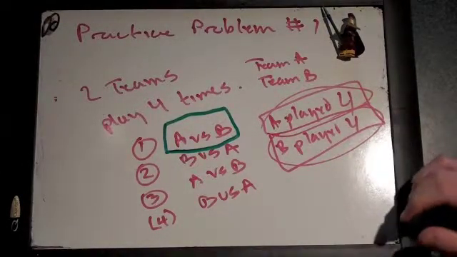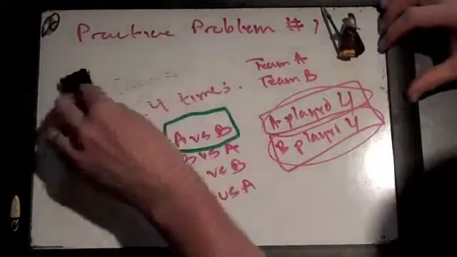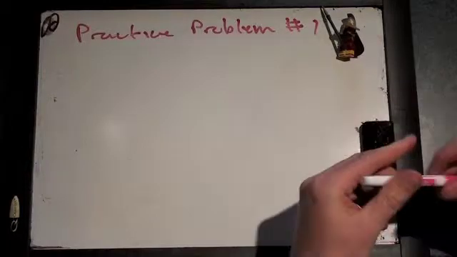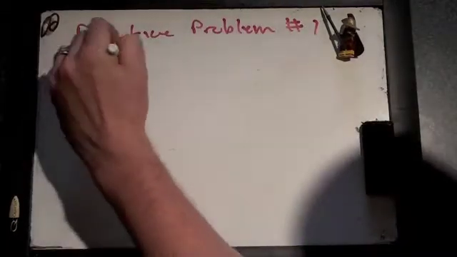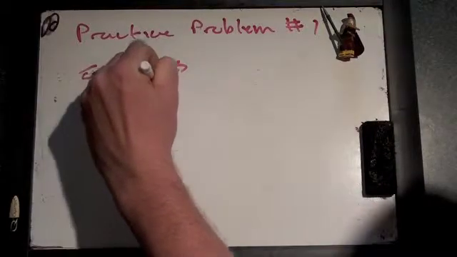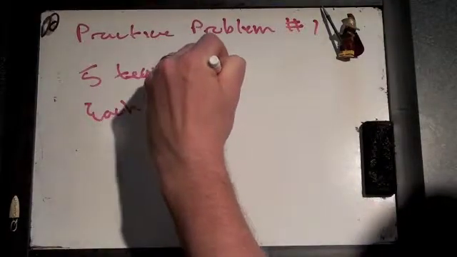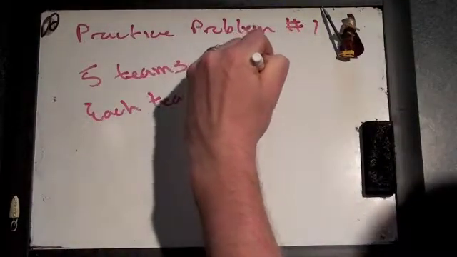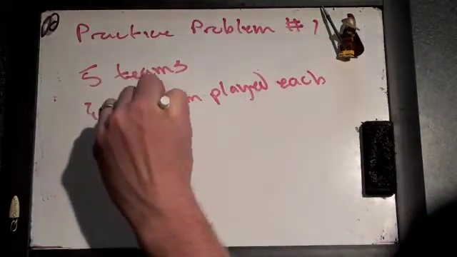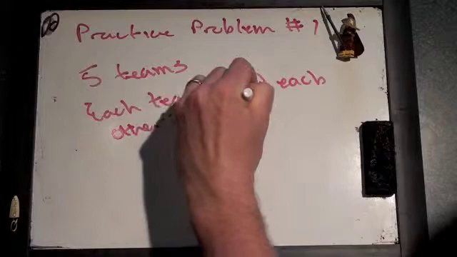So let's go back to our problem. Brute Squad plus 4 other teams were in a tournament. So there were 5 teams in a tournament, and each team played the other teams, each other team, 4 times.